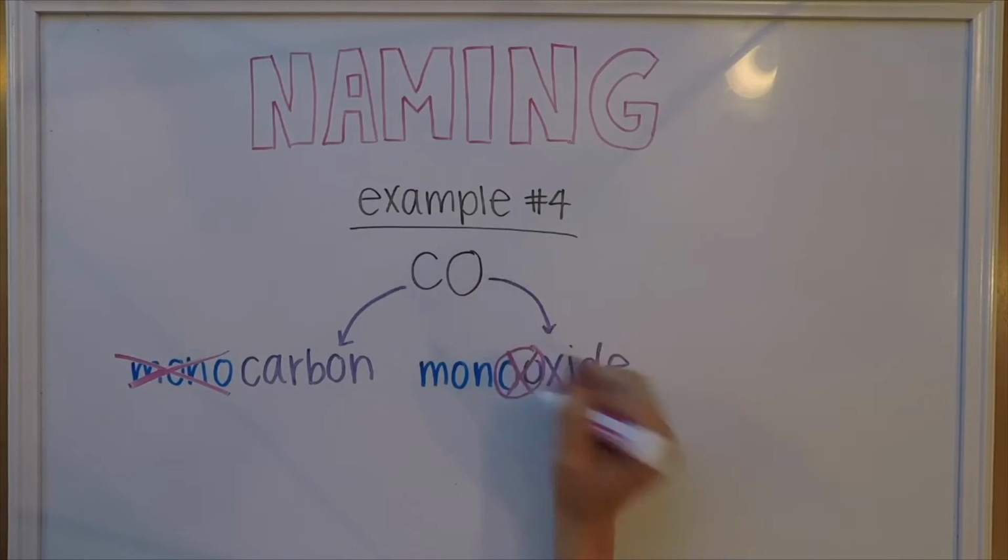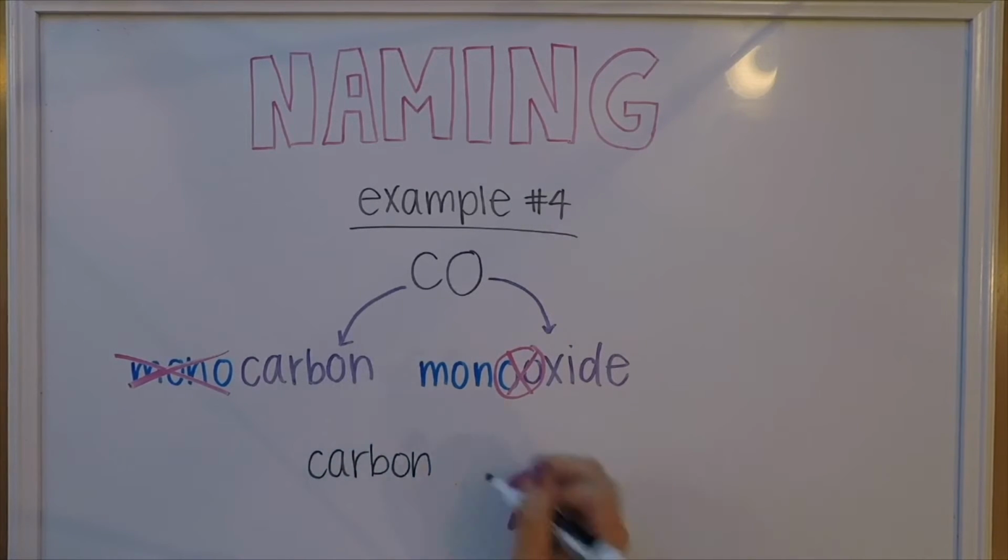Once again, remember to replace OO with just O. The final name for CO should be carbon monoxide.